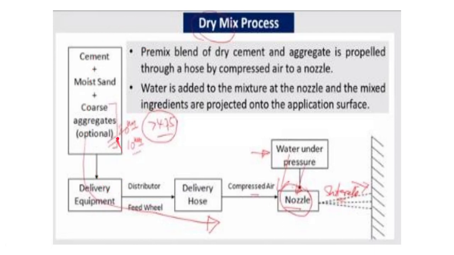In the dry mix case, the premix blend of dry cement and aggregate is propelled through a hose by using compressed air and flown through the nozzle. Water is added to the mixture at the nozzle only, and the mixed ingredients are projected onto the application surface. Basically, dry mix means everything except water is mixed initially, and then delivered using compressed air through a hose to the nozzle, where water is added under pressure and mixed, and then it is directly sprayed as shotcrete.